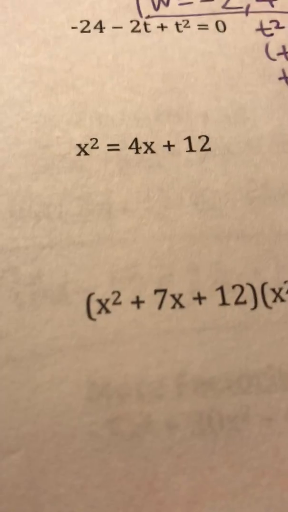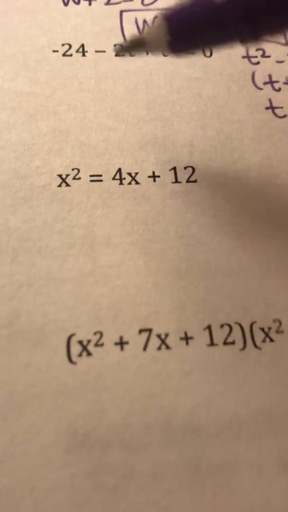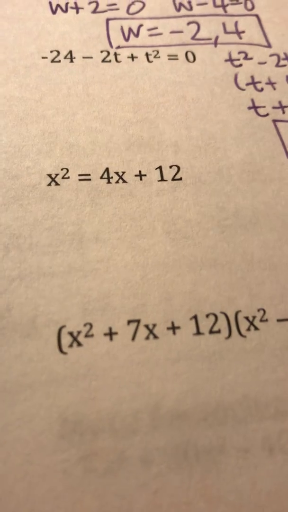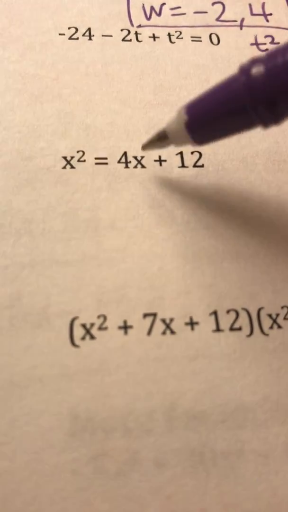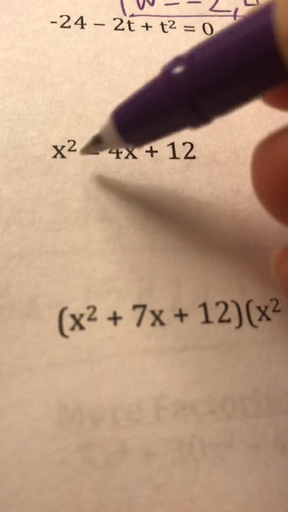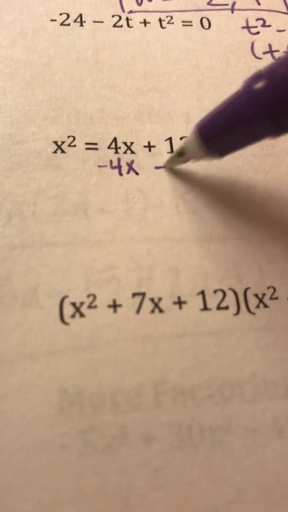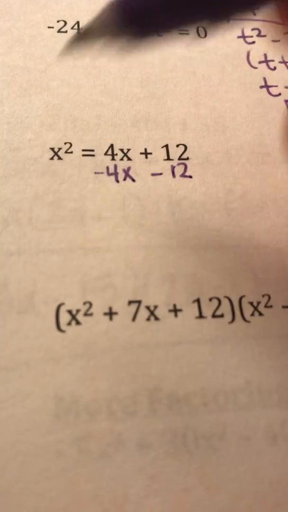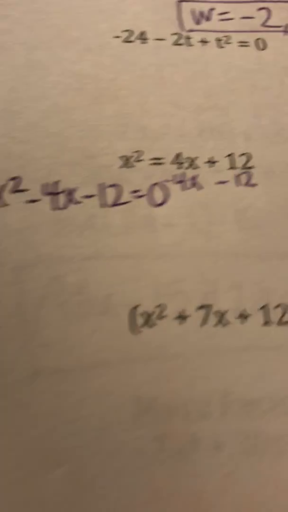Let's go back over here. Ooh, look at this. Now, you might be inclined just to start this just as it is. However, all of these parts need to be on the same side of the equal sign. So we have to subtract the 4x, subtract the 12, so that everything's on the same side. So we'll have x squared minus 4x minus 12 equals 0.